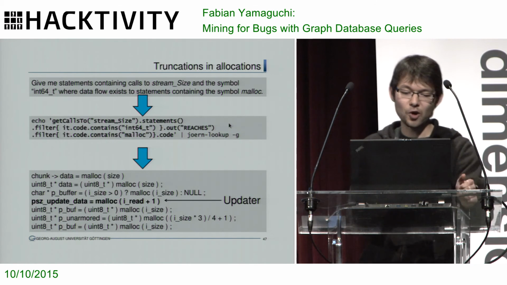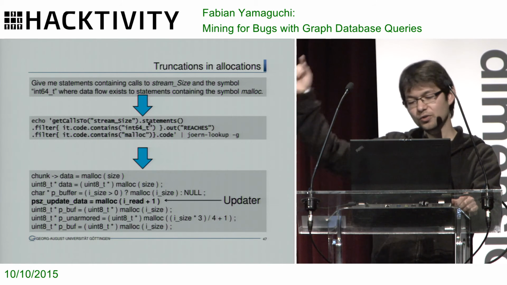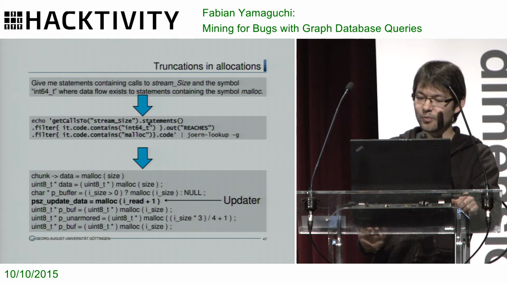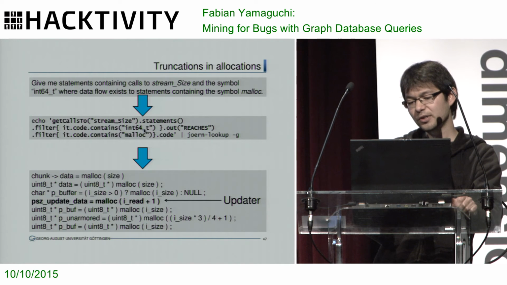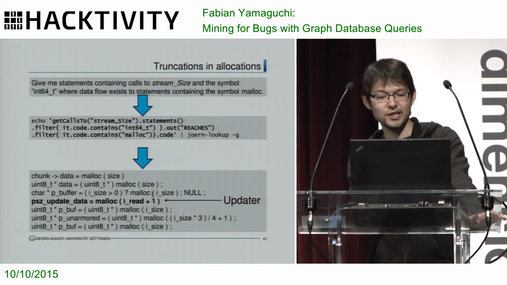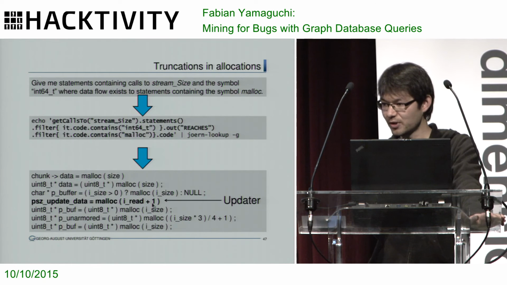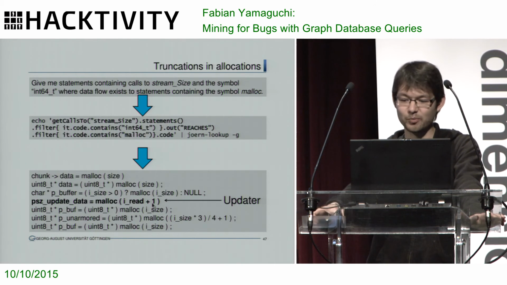And this query is much smaller, right? There's get cost to, again, so get cost to stream size, go to the enclosing statement. From there, take only those that contain int64, and now follow data flow and see what we can actually reach, and filter out only those where malloc appears. So these are allocations connected to the stream size call. And this is what you get. Not very much. They're not too interesting, except for this one, because this one is in the automatic updater.